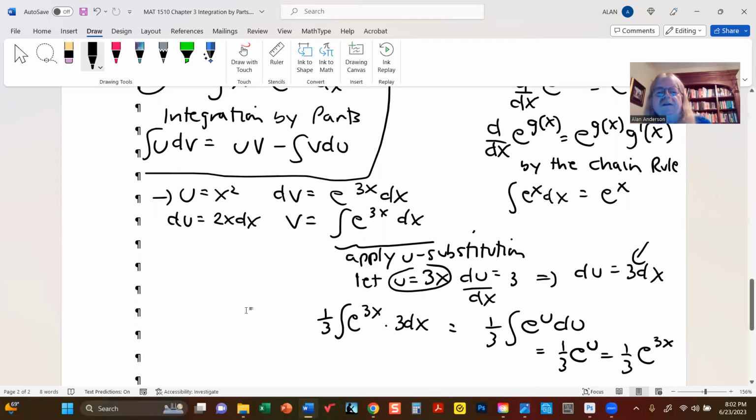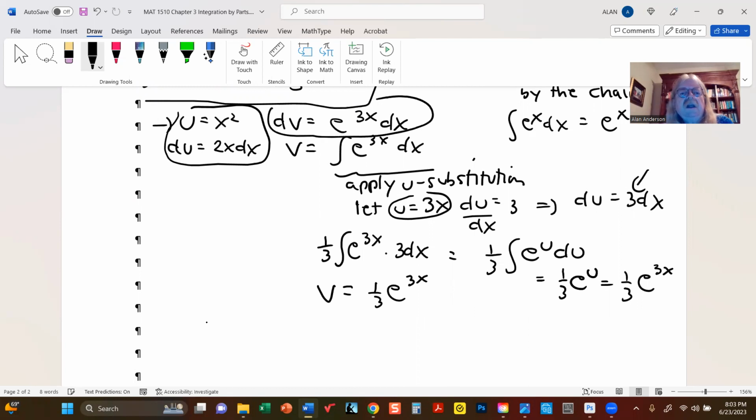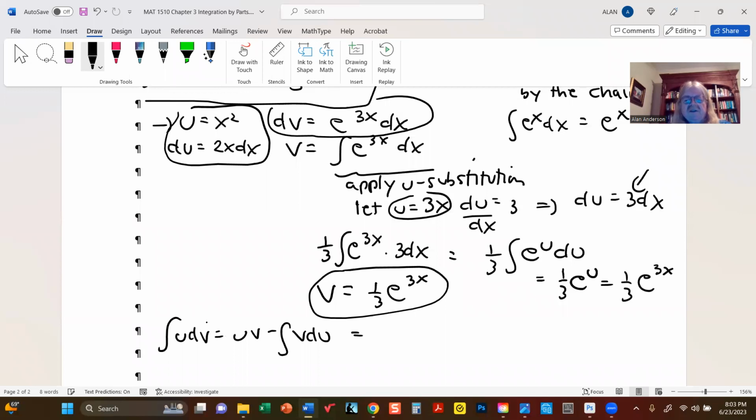So the bottom line here is that v equals 1/3 e to the 3x. In other words, to do the integration by parts, we need all of these: u, du, dv, and v. So u is x squared, v is 1/3 e to the 3x, and du, way up here, is 2x dx.